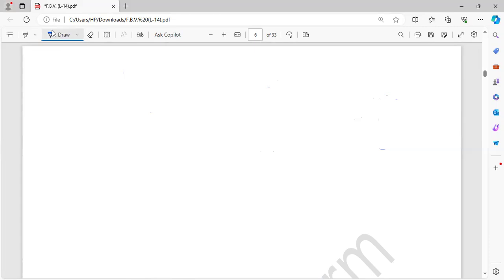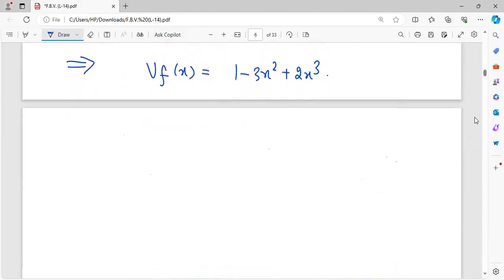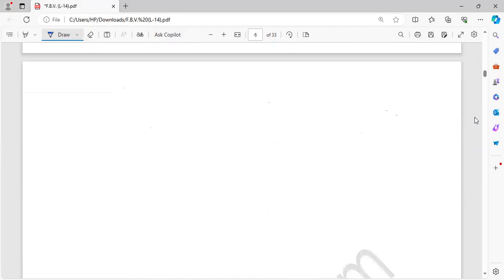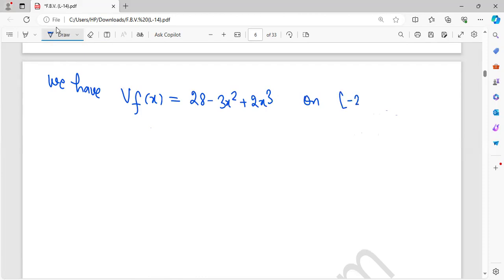So what we have calculated till now: VFX is 28 minus 3x square plus 2x cube on the interval minus 2 to 0. And VFX is 3x square minus 2x cube on the interval 0 to 1.